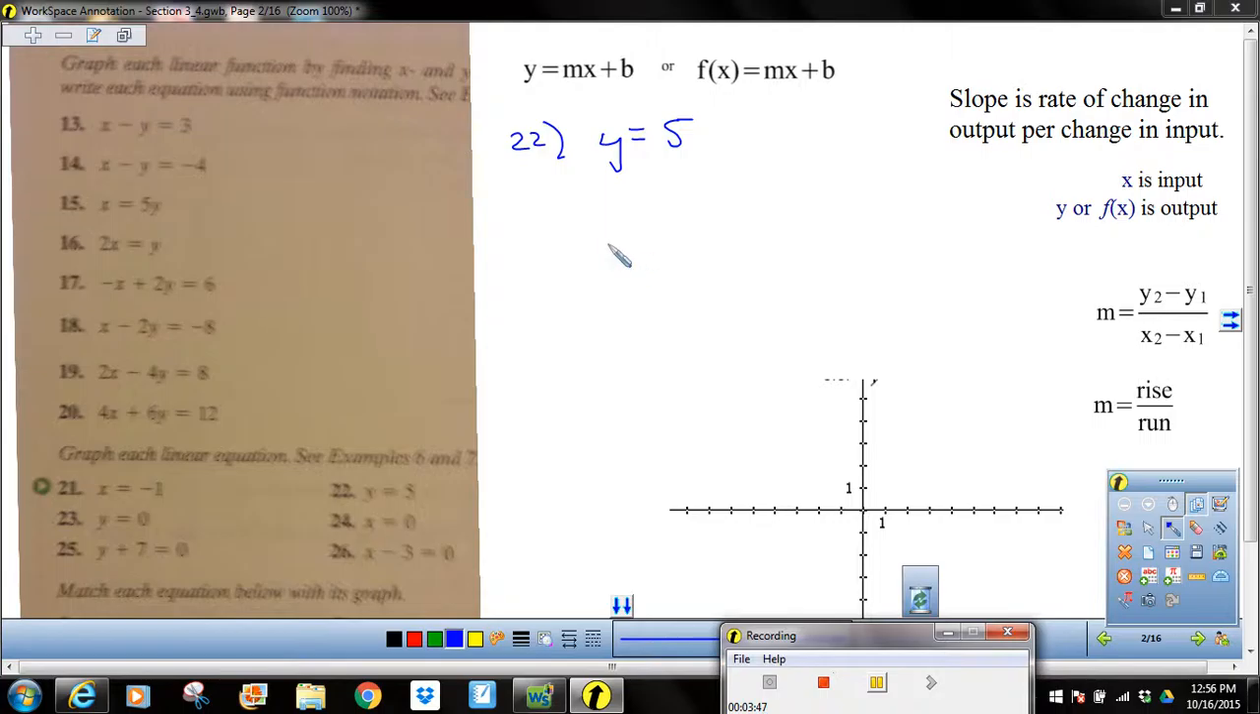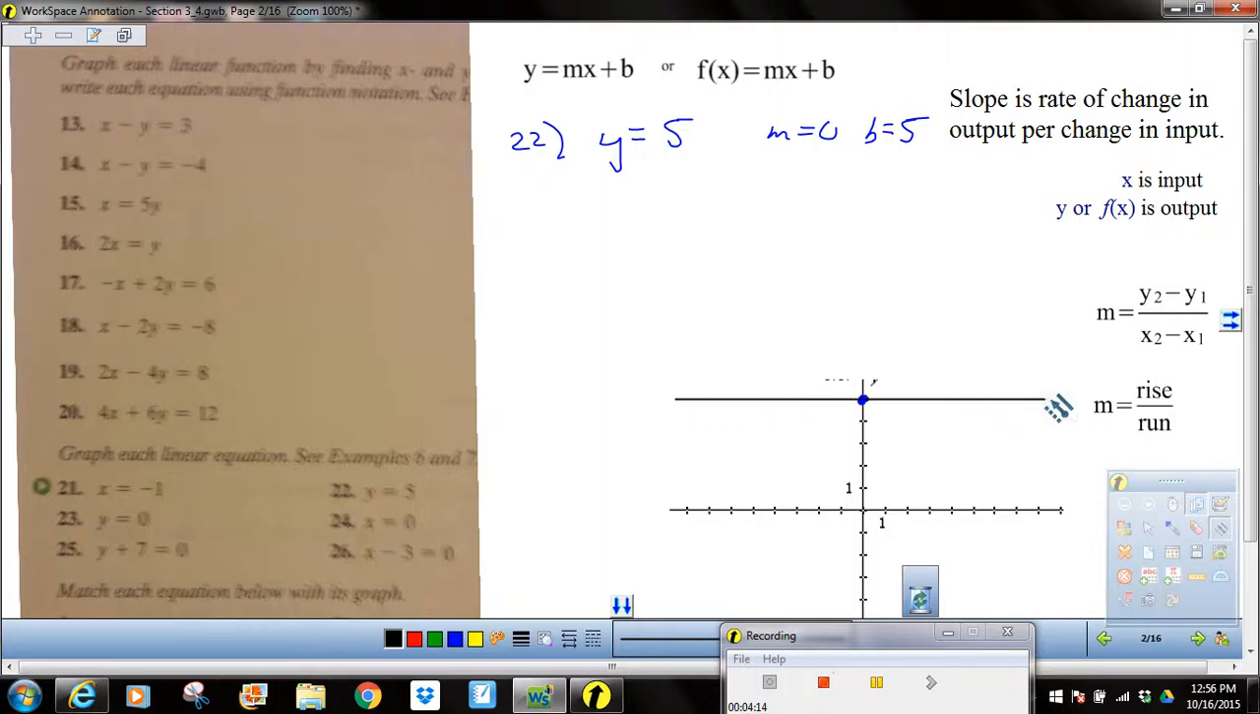Alright, beginning with number 21, it just says graph, doesn't give us any instructions on how, and so if we want to use slope-intercept form, we can. On this one, you'll notice the slope is 0 because there's no x term, and the y-intercept is 5. So to graph this, pretty simple. We go to 5 on the y-axis, and since the slope is 0, I'm going to draw a horizontal line, because as I move over, it doesn't change. It's not too bad. Look at that. Pretty good.